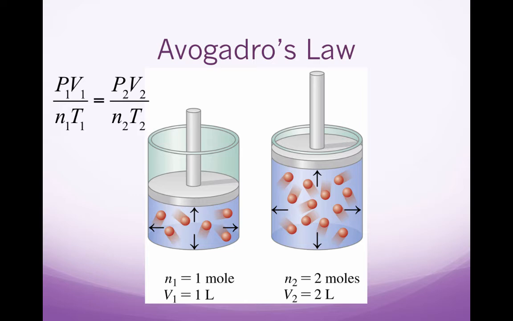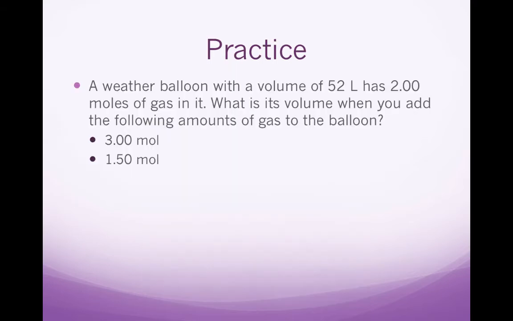As you can see here, in the first example, I have 1 mole of gas, 1 liter volume. If I change the number of moles to 2 moles, my volume increases to 2. So these are, again, directly proportional. If I increase my number of moles, I increase my volume. So the equation we'll use is V1 over N1 equals V2 over N2.